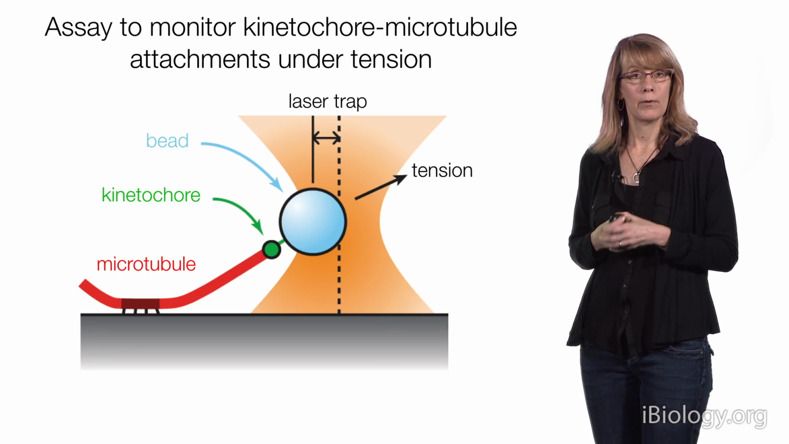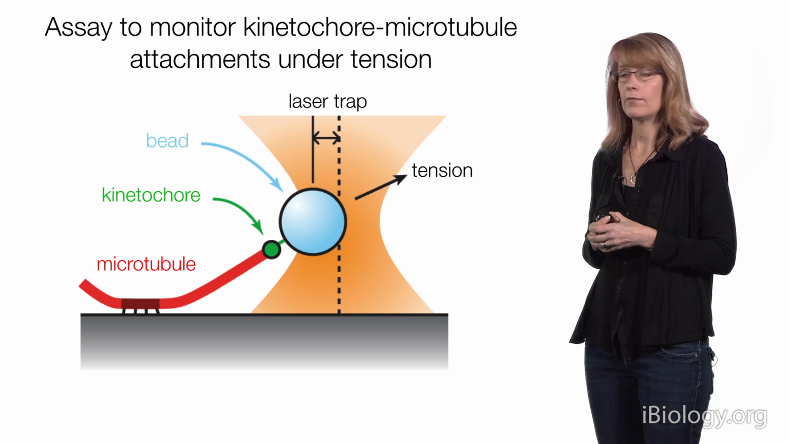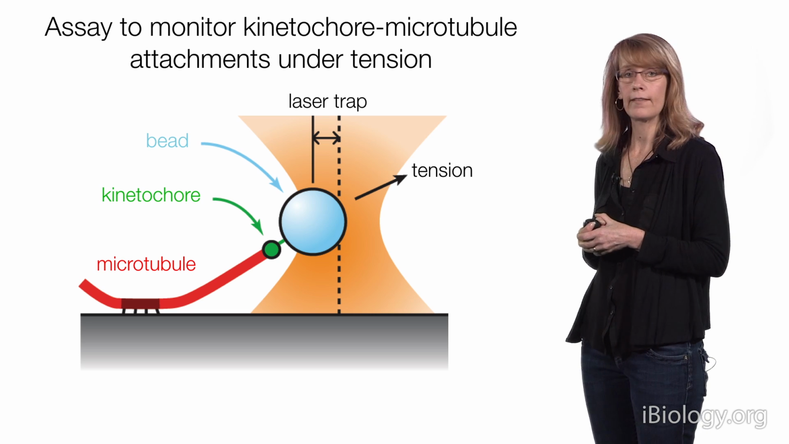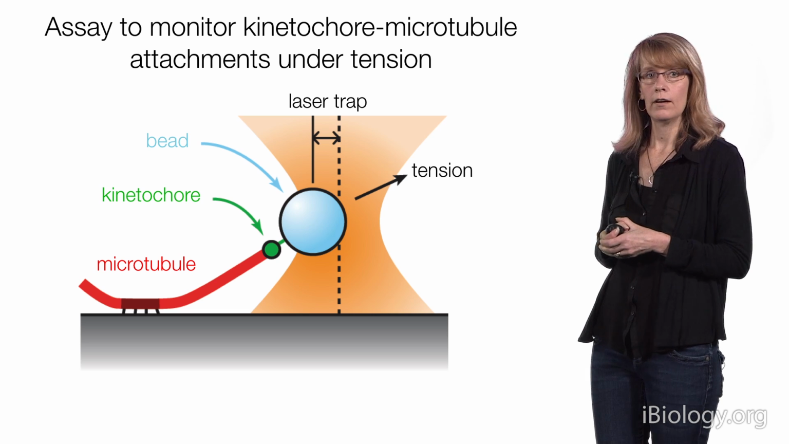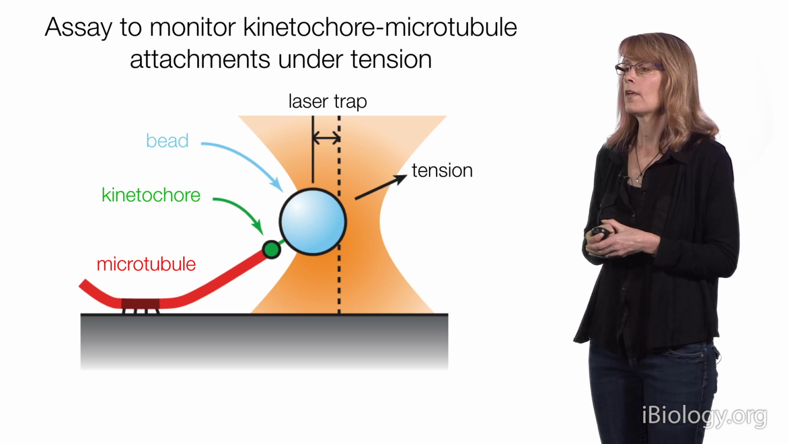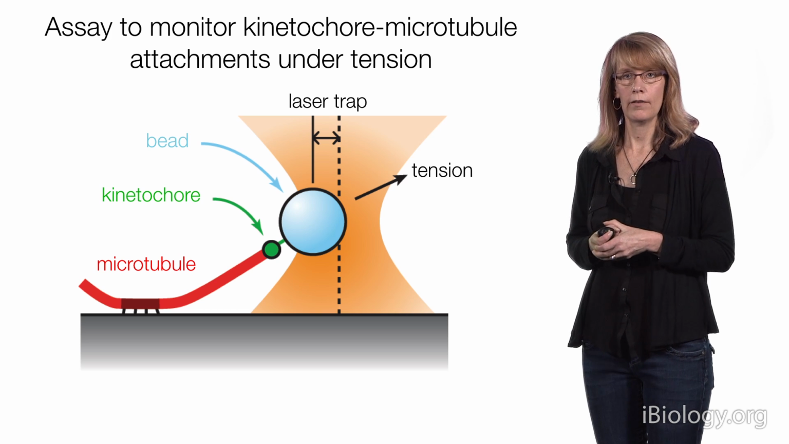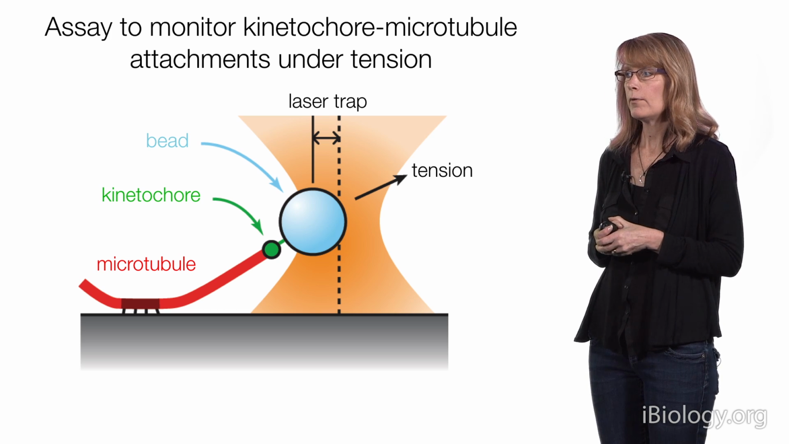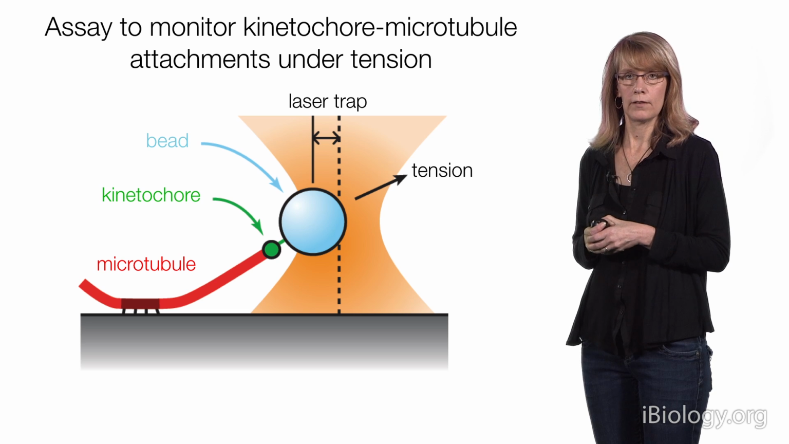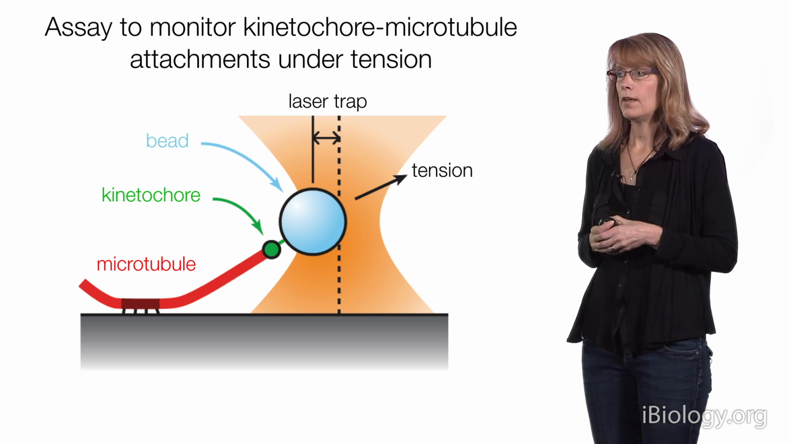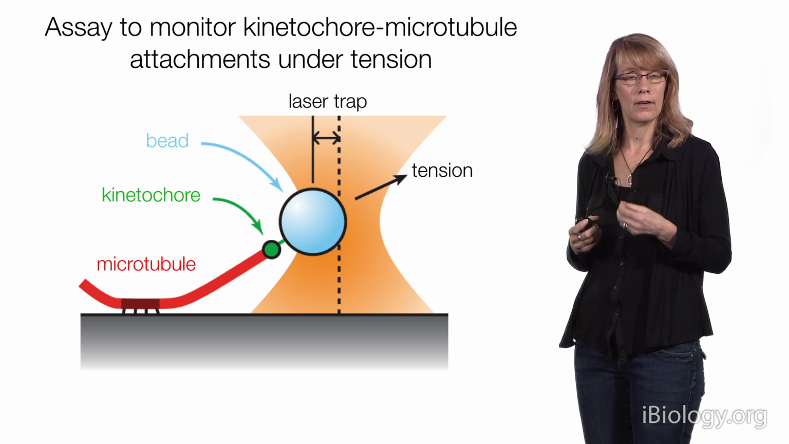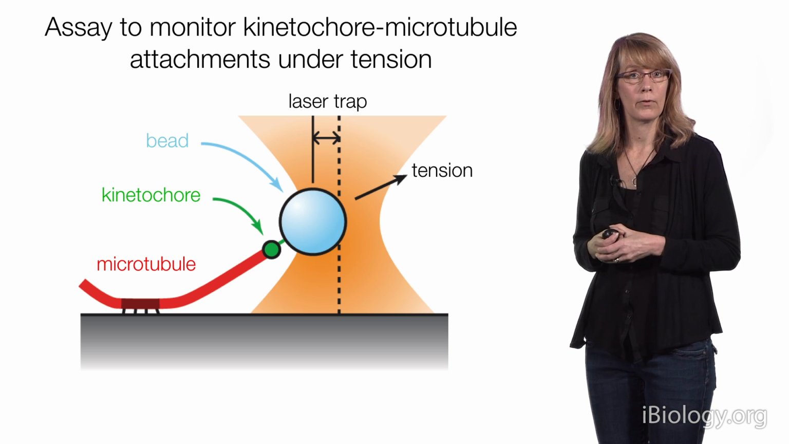Next, we wanted to ask, can we put these under tension? And to do this, we developed yet another assay, and this is a laser trapping or optical trapping assay. And what we do here is the setup is exactly the same. We grow a dynamic microtubule off of a cover slip, but now what we do is we take large polystyrene beads and we attach kinetochores to those beads. And so the beads serve as cargo that we can hold. They sort of take the place of the chromosome.